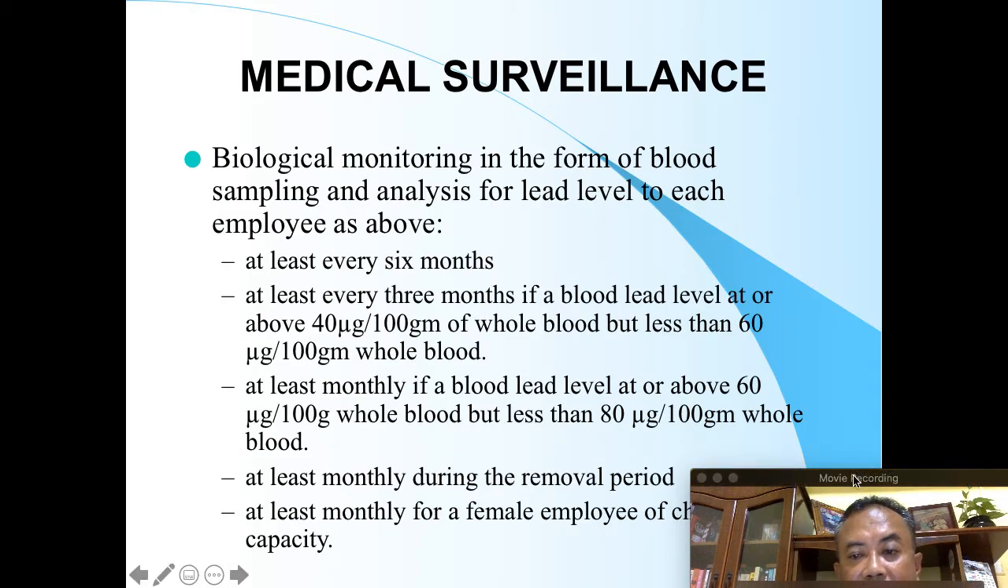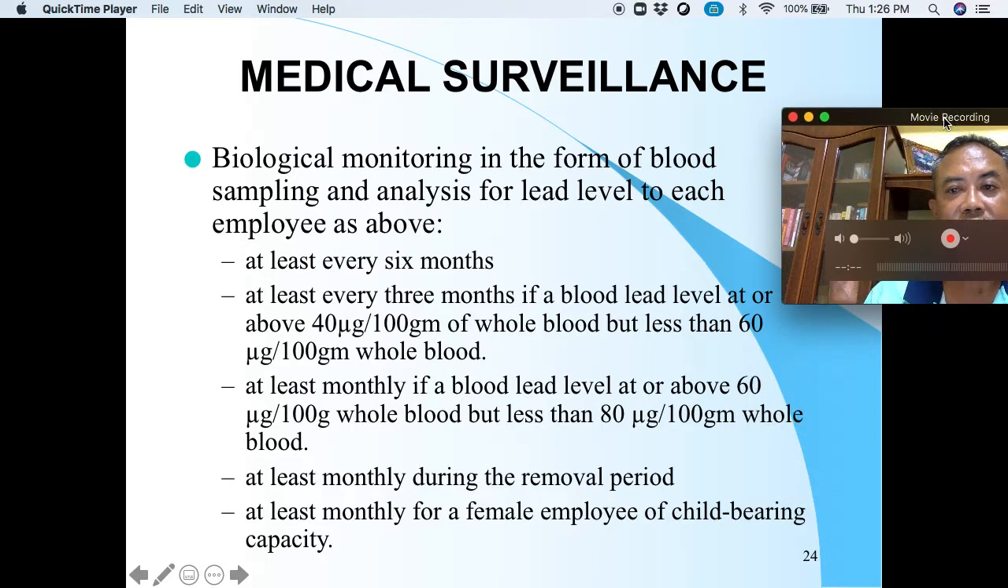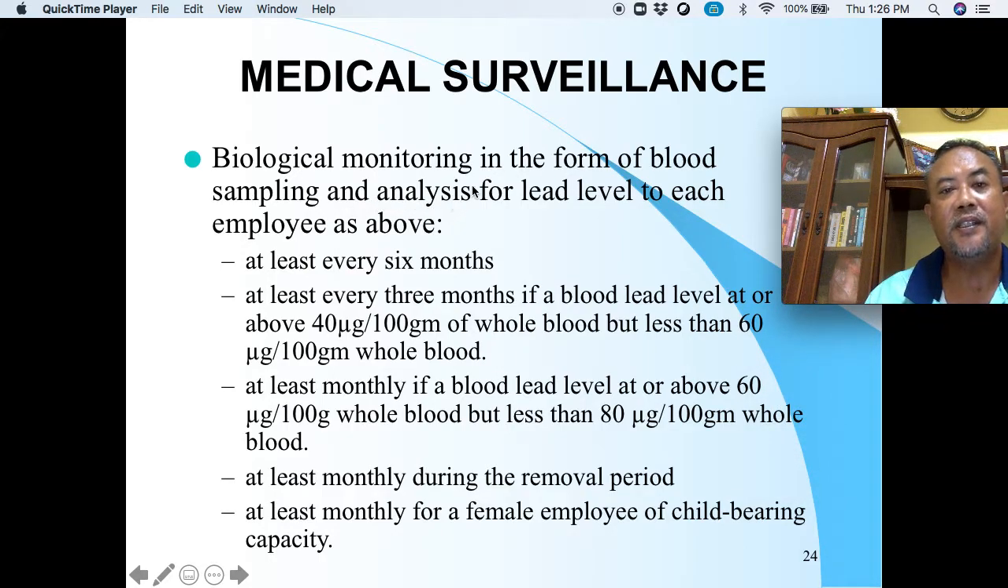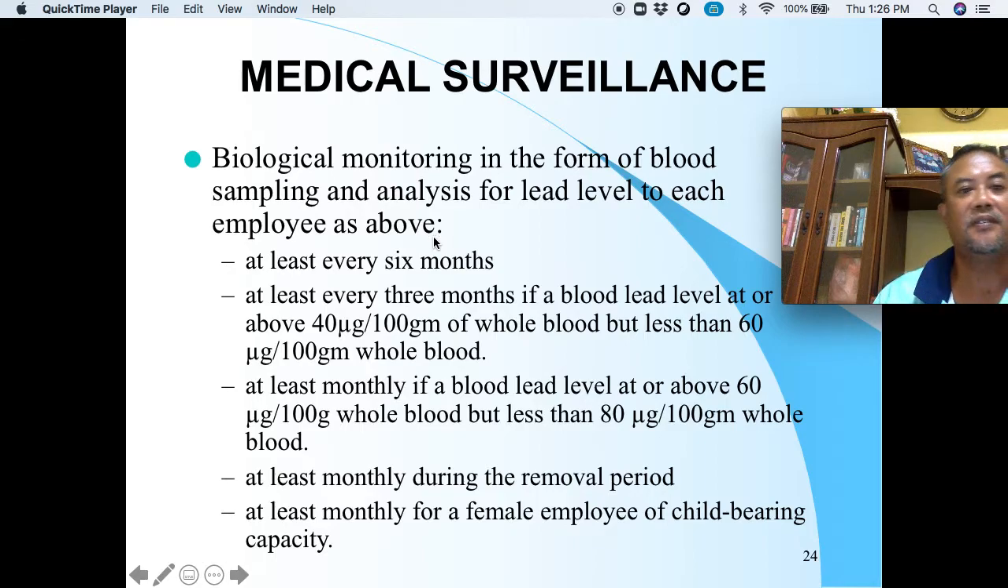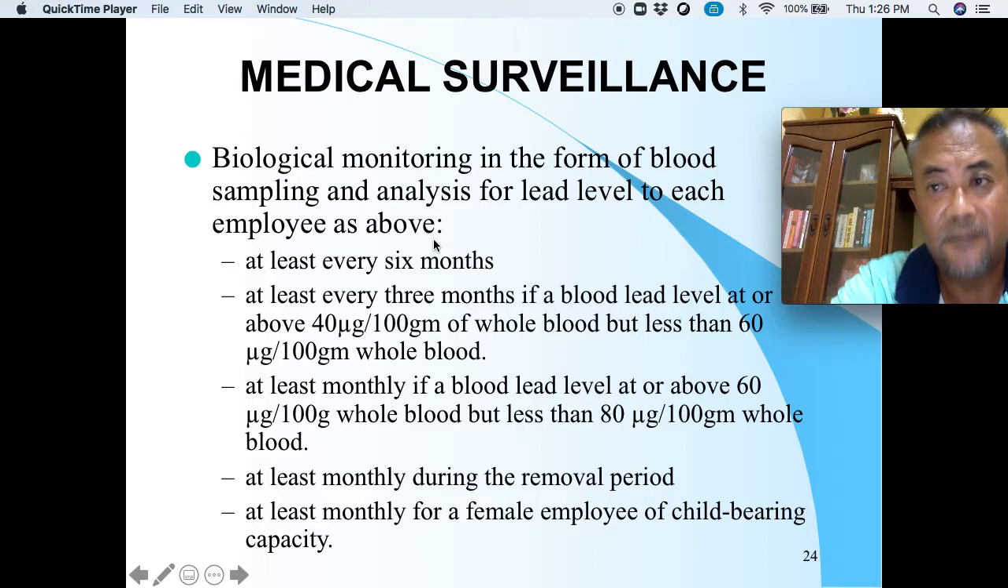And then in terms of medical surveillance, you see here, they have to do biological monitoring in the form of blood sampling and analysis for lead level to each employee as above. So they have to take a blood sample from every employee. So they measure dia punya lead level dalam kandungan darah tu. So at least every 6 months they have to check. Dia ambil sampel darah. Dia kena buat analisis. Berapa kandungan lead tu dalam darah.